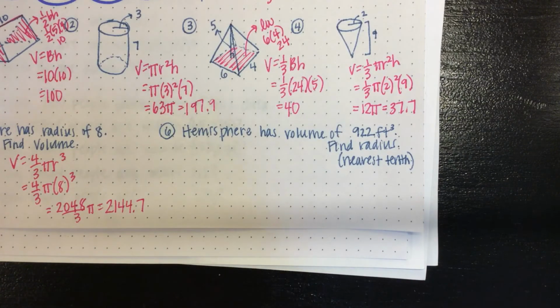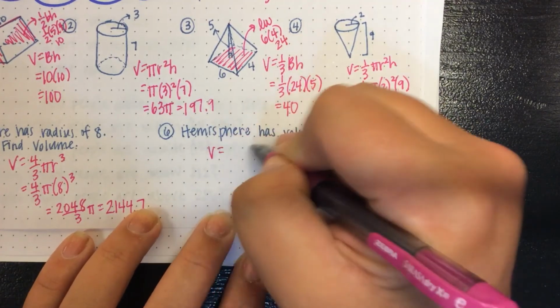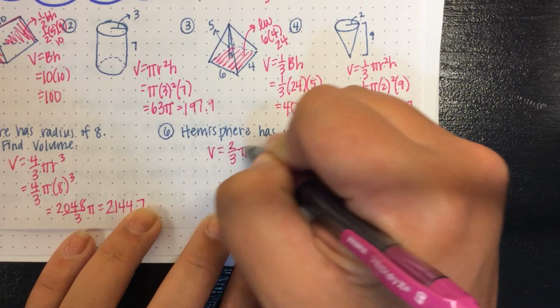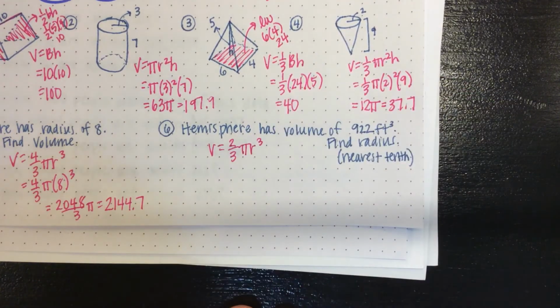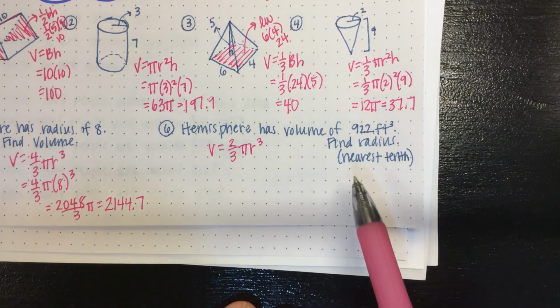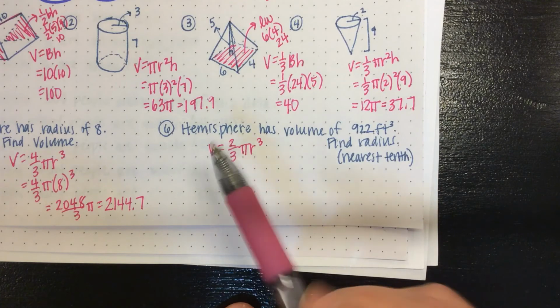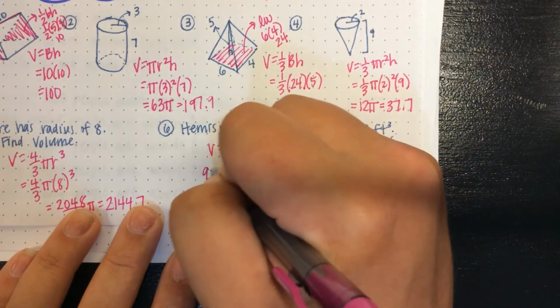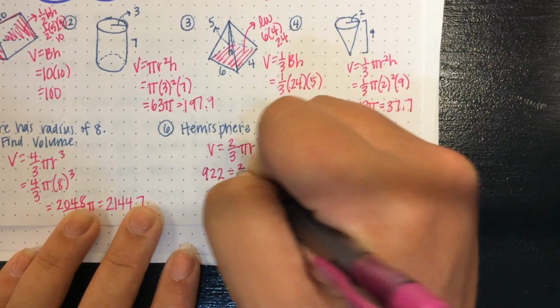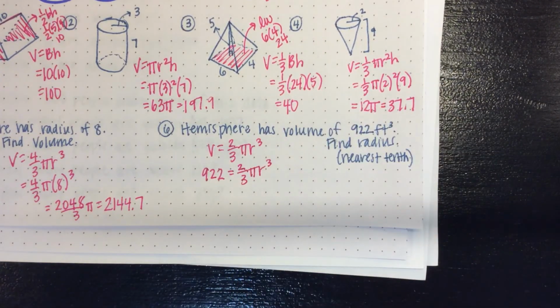And then one more, but this one's a little different. Okay, the hemisphere has a volume of 922, and I want to find the radius. So now I have to do a little working backwards. So normally I would say volume equals 2/3 pi r cubed, right? And normally I would plug in for r like I did over here with the sphere. But I don't know what r is. Instead, I know what the volume is. So I'm going to plug in for v, and I'm going to say 922 equals 2/3 pi r cubed, and now I want to solve for r.